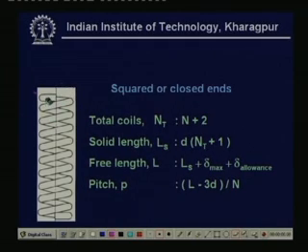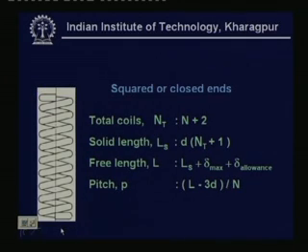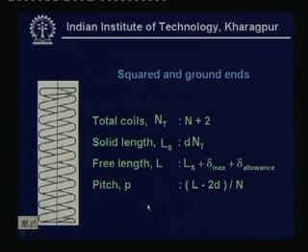Now if you look at the next one, you will find the squared and ground end. There you will have something like this. You have squared it, again made it and ground it, so that it can properly sit in the seating coil. So what you get is a squared and closed end, and the next one we get is squared and ground. Already I told you about that one in the earlier slide.